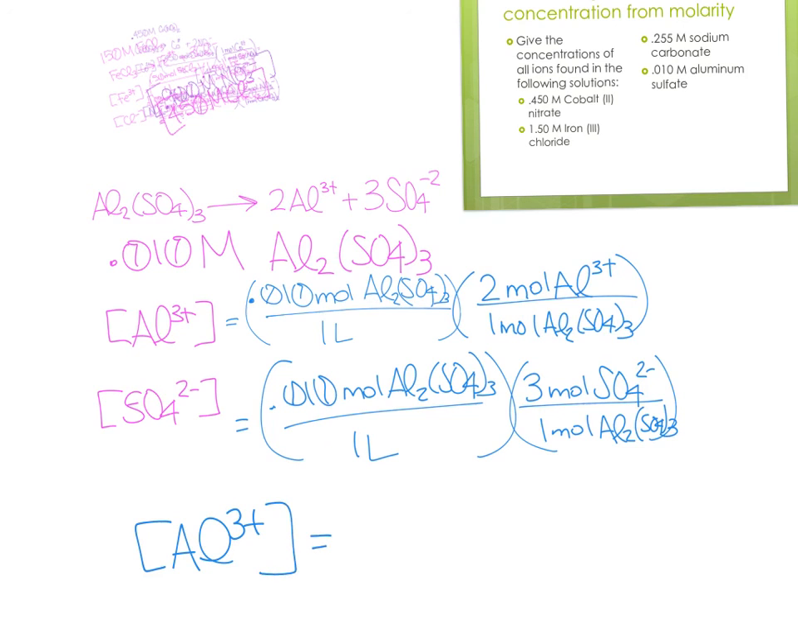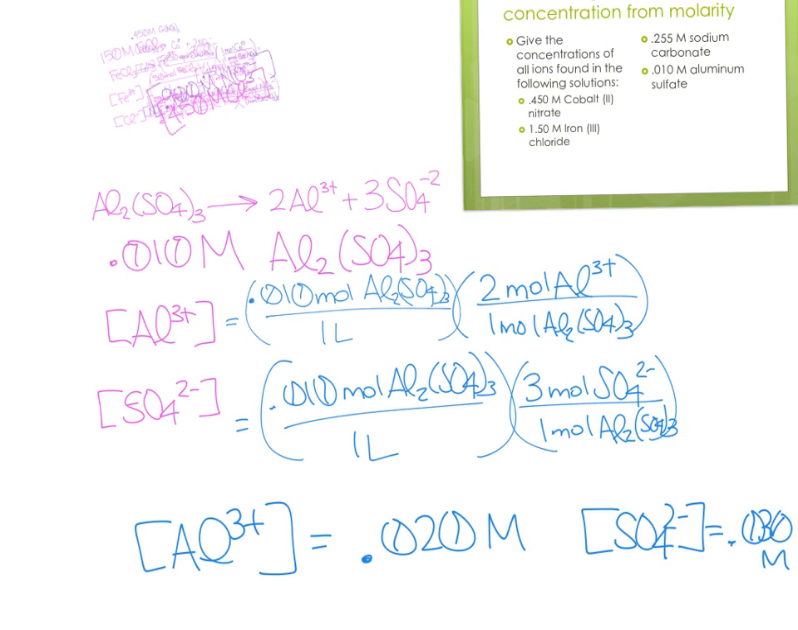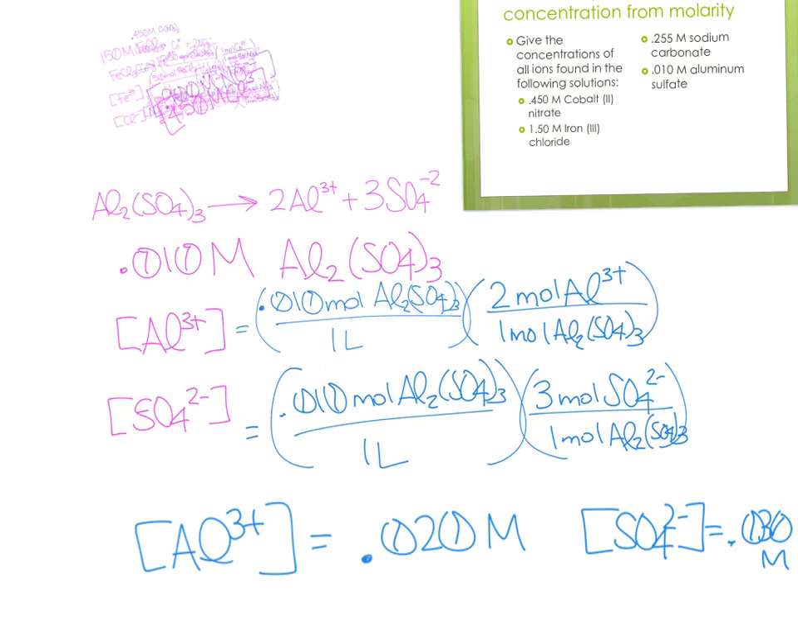You said it is what? 0.020 molar. And how about the concentration of sulfate? 0.030 molar. Very good. So even though the whole thing together has a concentration of 0.010 molar, if you look at the concentration of the individual ions, it's much more concentrated in ions than this solution is together.